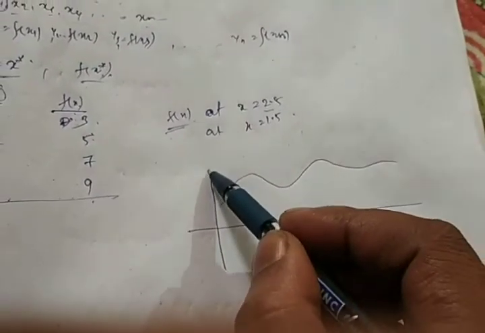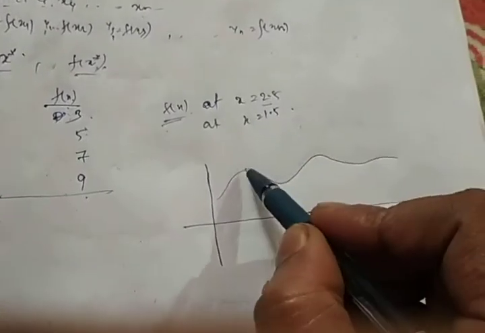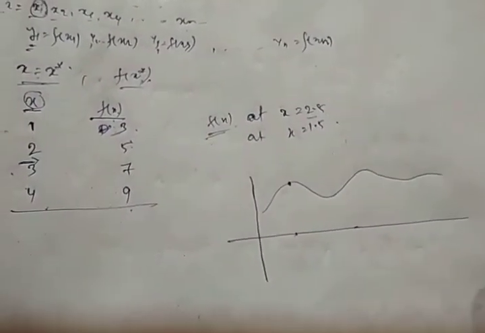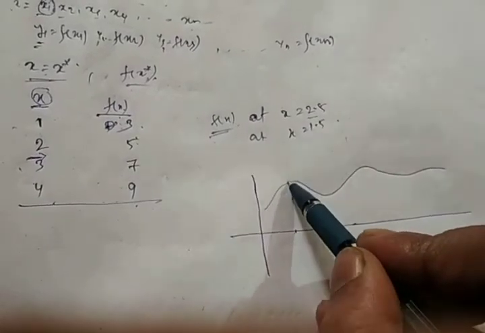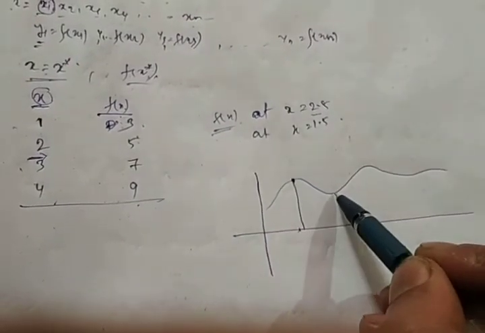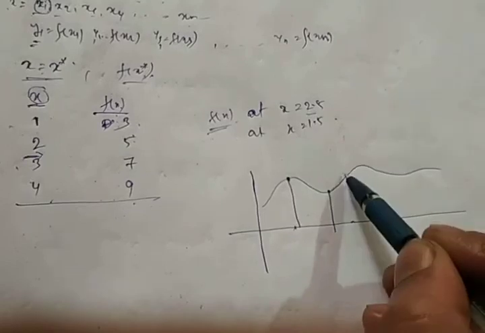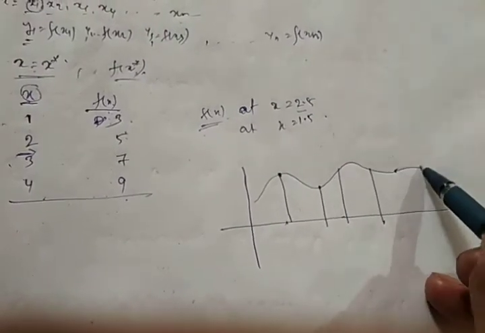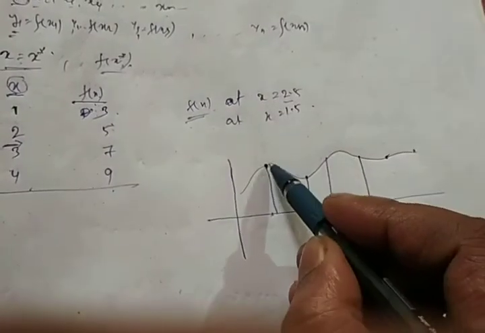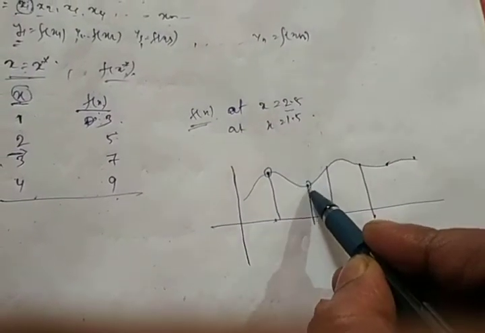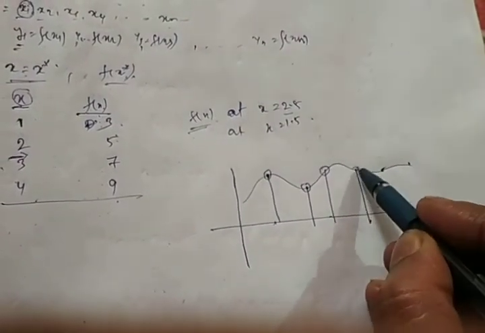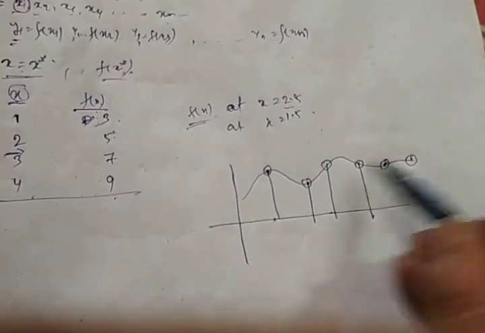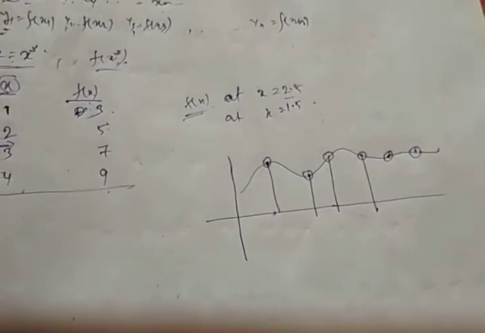Let's say for this function we know these points: x1, y1; x2, y2; x3, y3; and x4, y4. For these points we know the value of the function.